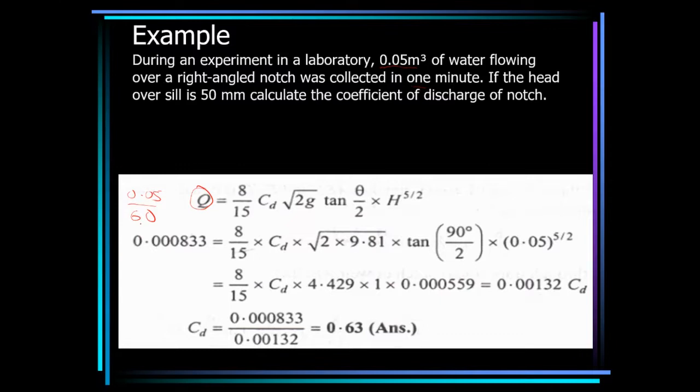Which is this one. Okay, so to give you exactly 0.00833. Okay, then the angle is 90 because it says right angled notch. Okay, right angled notch means 90 degrees. We want to find the coefficient of discharge, which is CD. And the height of water above the sill is 50 millimeter, which when converted to meter is 0.05. So we just make CD the subject of the formula, which turns out to be 0.63. Very simple and straightforward.